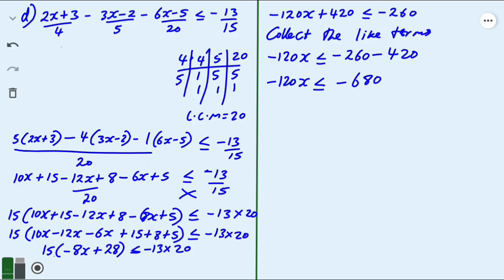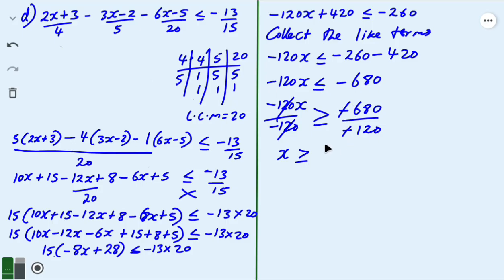So to isolate the variable x, we have to divide both sides by minus 120. So we have minus 120x divided by minus 120. This will change to greater than or equals to minus 680 divided by minus 120. So x will be greater than or equals to, we also cancel out minus here, so we have 680 over 120.